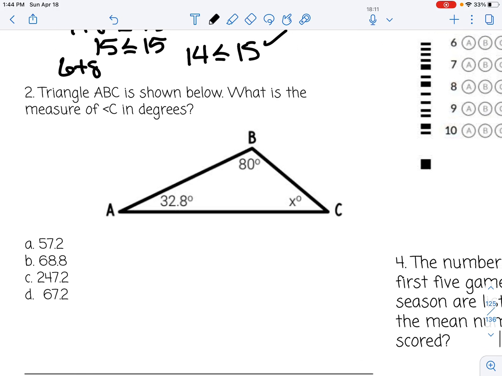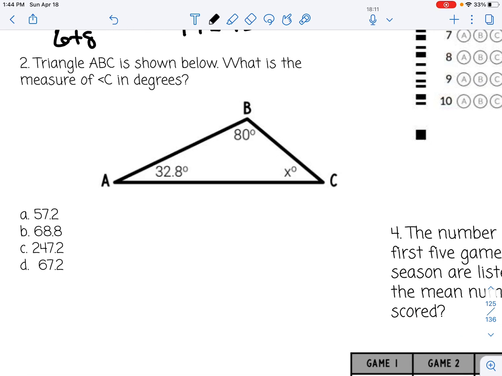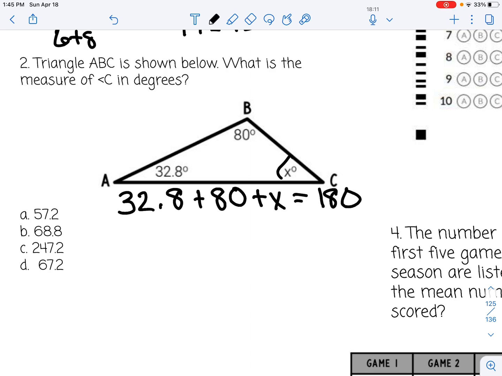All right, number 2 can be found on page 75 in your math journal. Triangle ABC is shown below. What is the measure of angle C in degrees? Remember, all angles in a triangle equal 180 degrees. So we're trying to find angle C. Let me do this in order from angle ABC. So we're going to have 32 and 8/10 plus 80 plus x equals 180 degrees. This becomes 112 and 8/10 plus x equals 180 degrees.